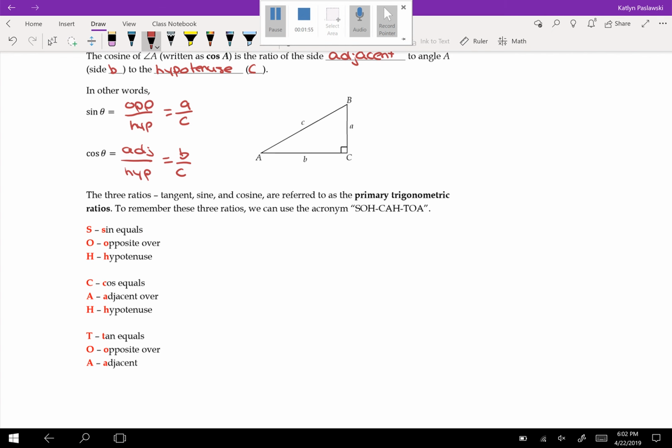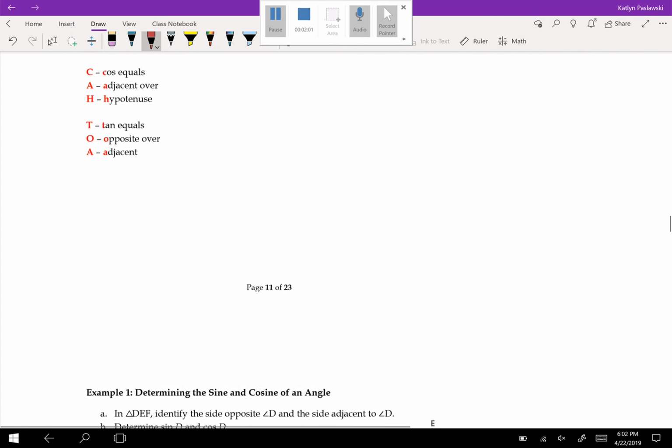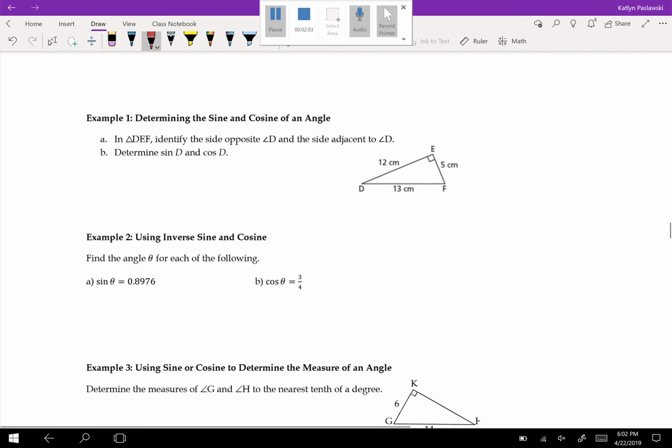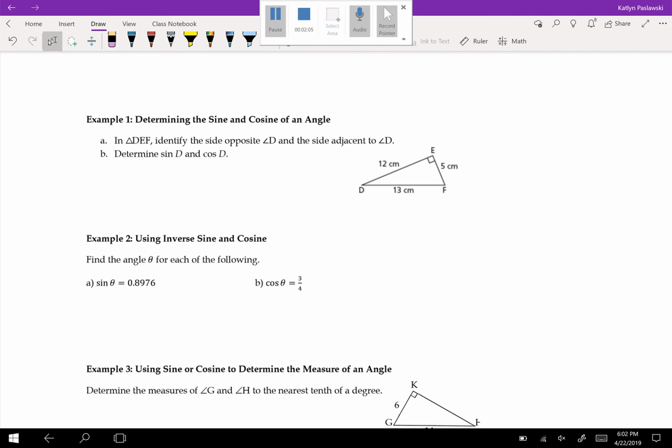So now let's look through some examples to practice using the sine and cosine ratios. Example 1, determining the sine and cosine of an angle. In triangle DEF, as we have here, DEF identifies the side opposite angle D and the side adjacent to angle D. Determine the sine of D and the cos of D.